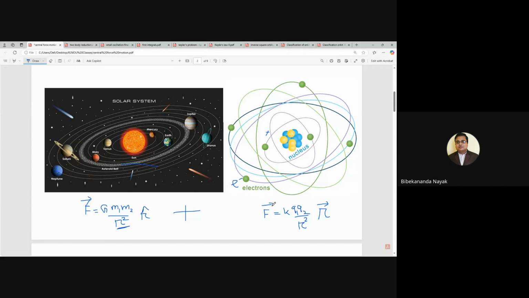Another property is, let's say, I can write central force F is equal to function of r, so it is not r vector, it is r cap. R cap, sir. हाँ. R cap.